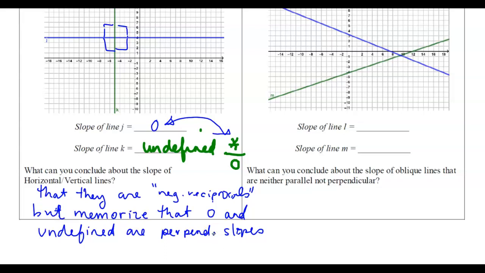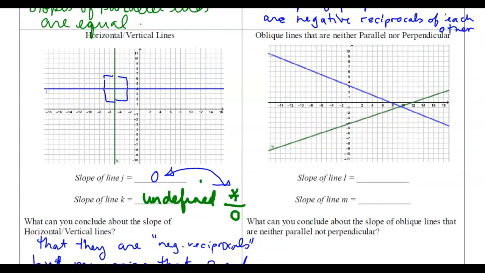Okay. And then the last one is pretty normal, right? These are oblique lines, so they're neither parallel nor perpendicular. So what do we know about their slopes? Are they going to be the same? No. Are they going to be negative reciprocals? Are they perpendicular? No. It says they are neither parallel nor perpendicular, which means they're not perpendicular. Look at it. They don't look perpendicular to me. So they don't meet at 90 degrees. So probably their slopes will just be different. One will be positive, one will be negative, but there's not going to be a relationship between the numbers.